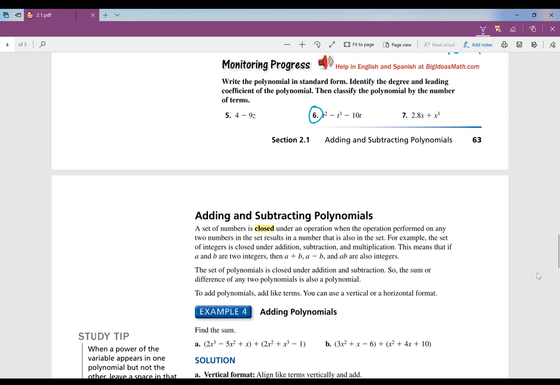All right, so you should have tried Modern Progress question number 6. So we're going to go over the answer really quick. If we write this in standard form, you would get negative t cubed plus t squared minus 10t. Our degree is going to be 3. Our leading coefficient is -1, and this would be a trinomial.